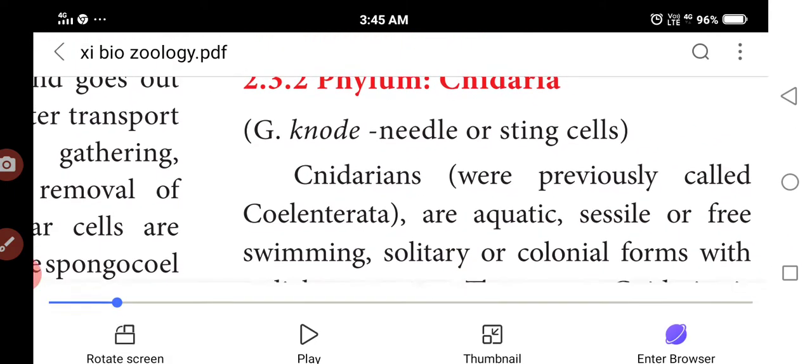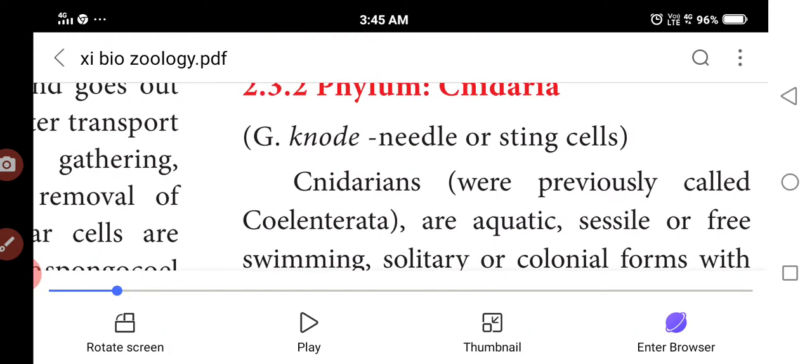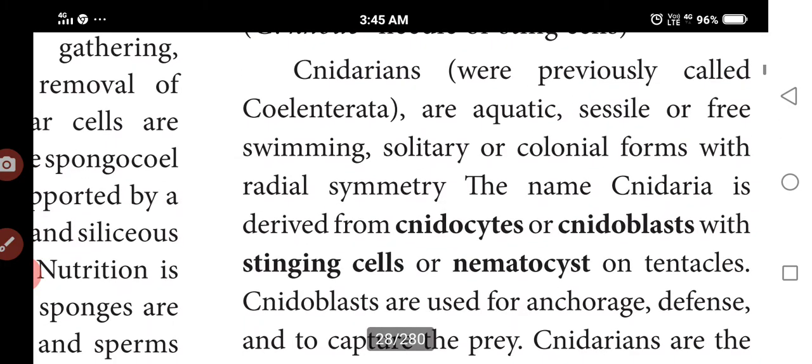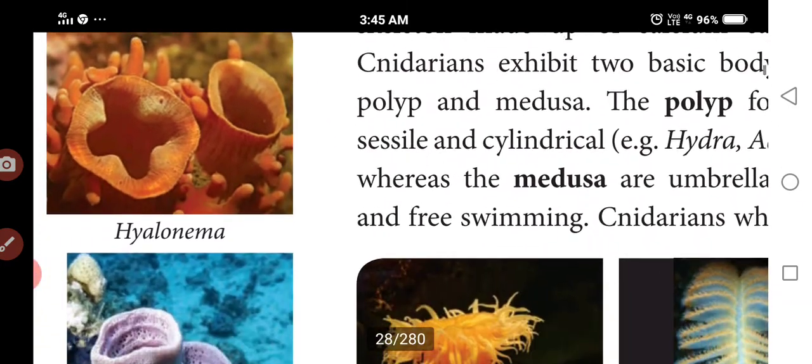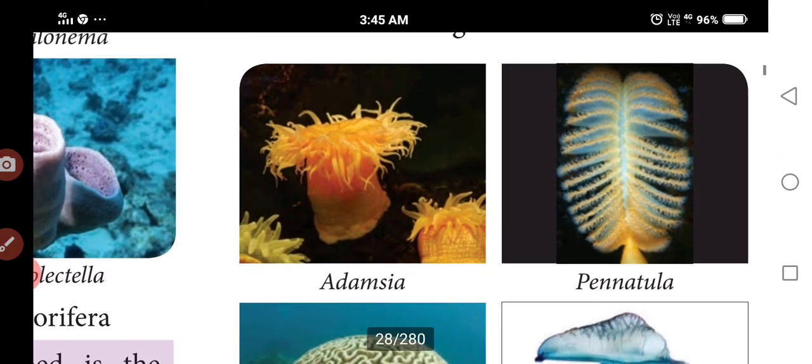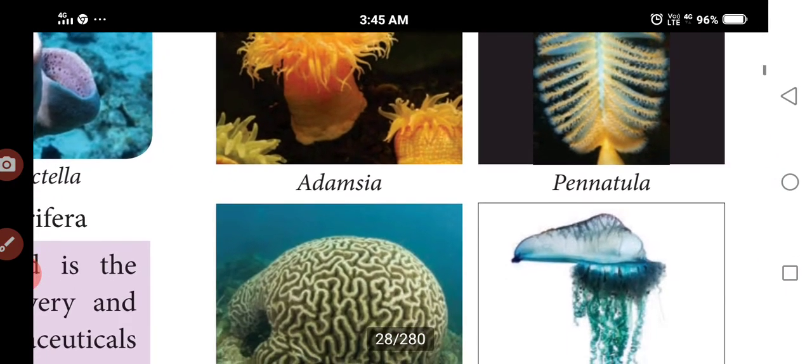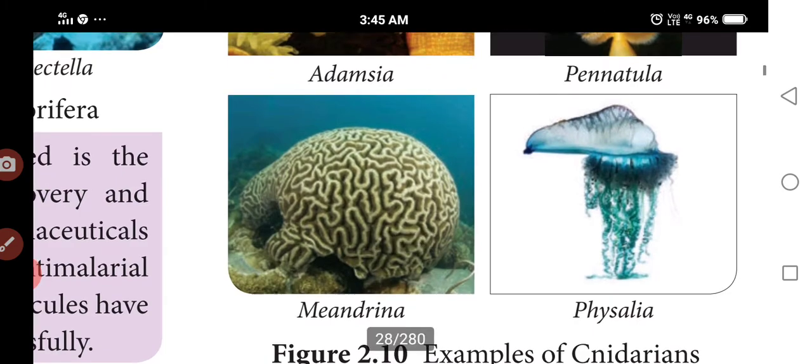Next, phylum Cnidaria. Needle or sting-like structures, sting cells, are present. Sting cells, கொட்டும் செல்கள், are present. Mostly they are aquatic. You see those sting cells, for example Adamsia and Penicillata. You have to see them on the Discovery Channel. This one is poisonous.